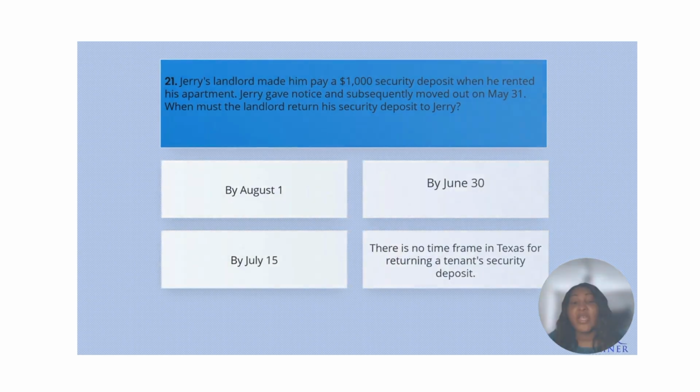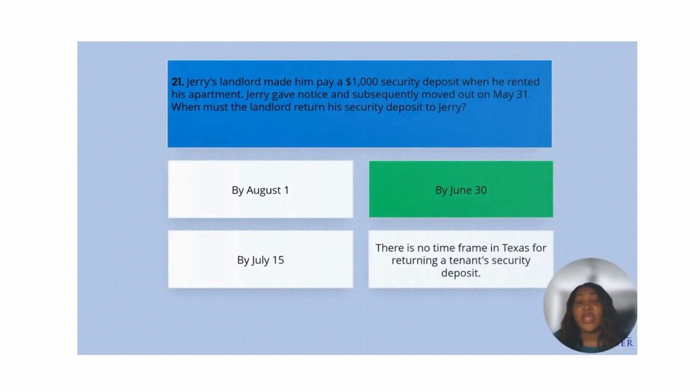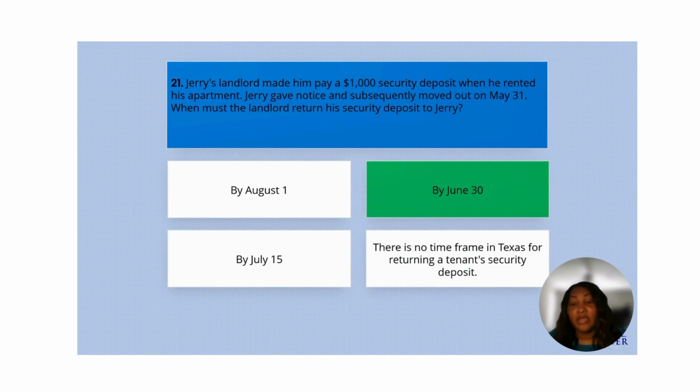And the correct answer is by June 30th. All landlords have 30 days after the tenant moved out to return the security deposit.